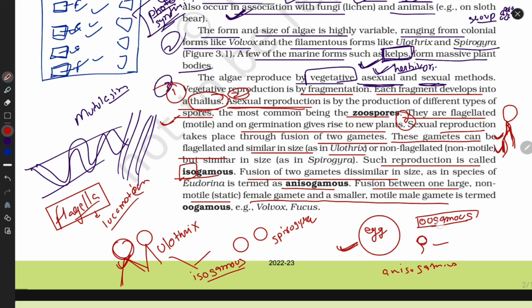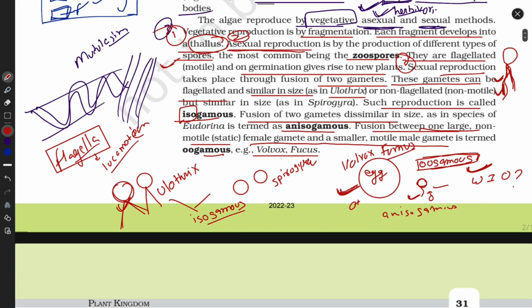In oogamy, if in your examination they ask you to define what is oogamy, then what do you write? Fusion between one large, non-motile female gamete and a small, motile male gamete. We call it oogamy. The examples are Volvox and Fucus. Mostly all are present in the oogamy type. Our egg is large and non-motile, but sperm are small and motile. Example is Volvox and Fucus.